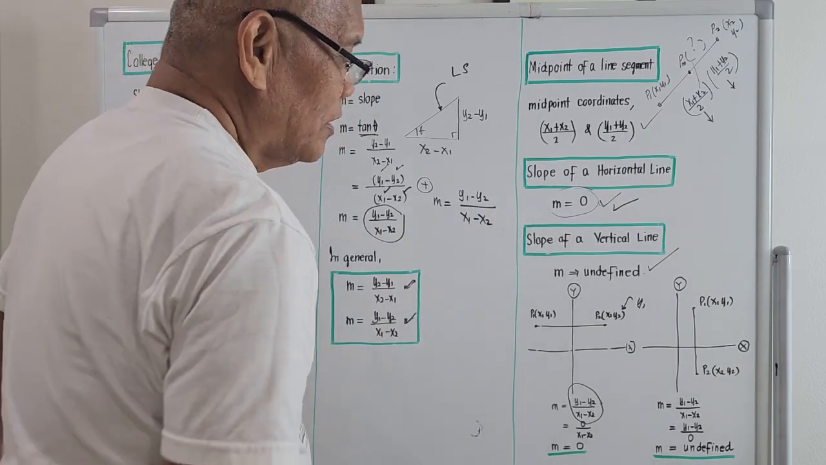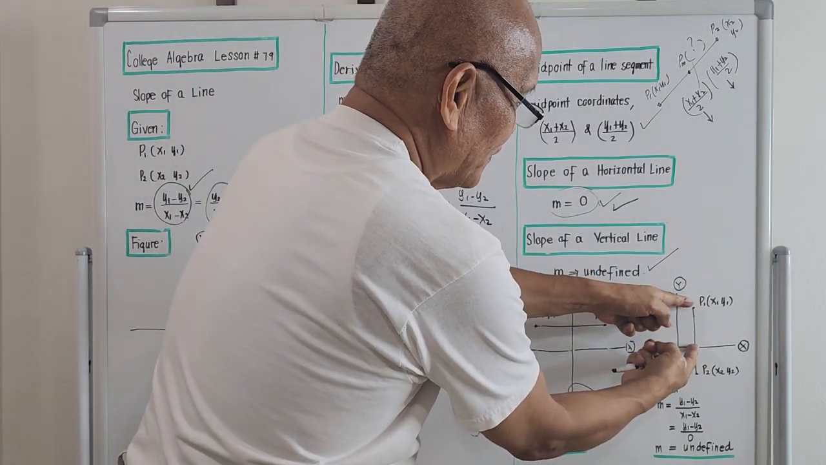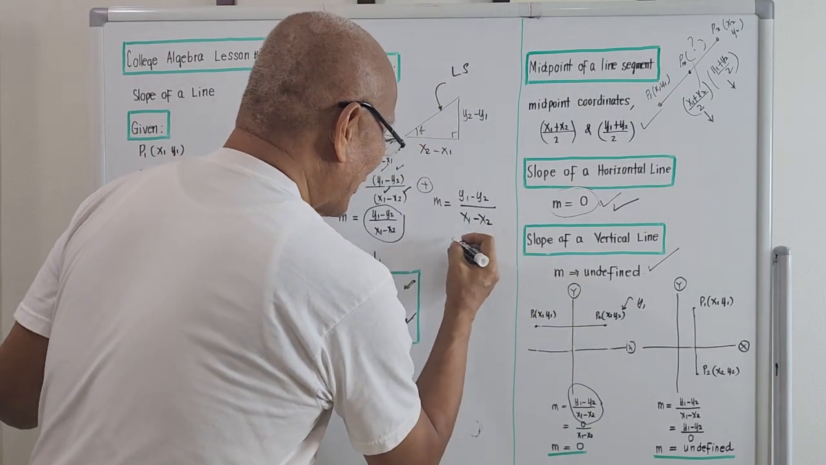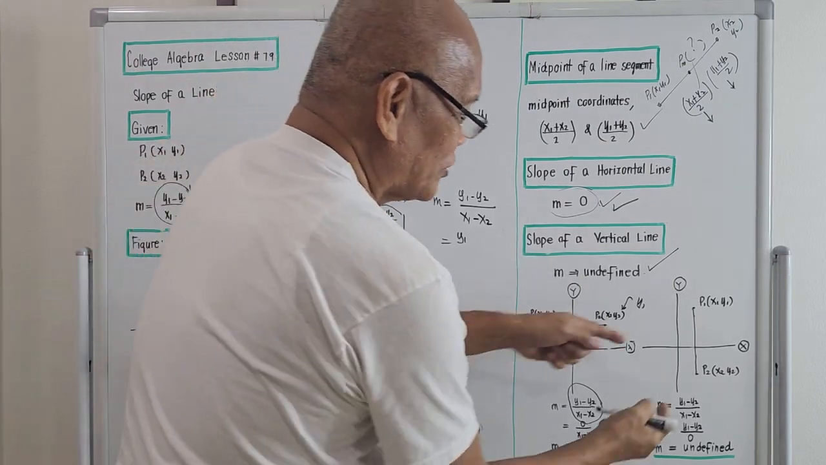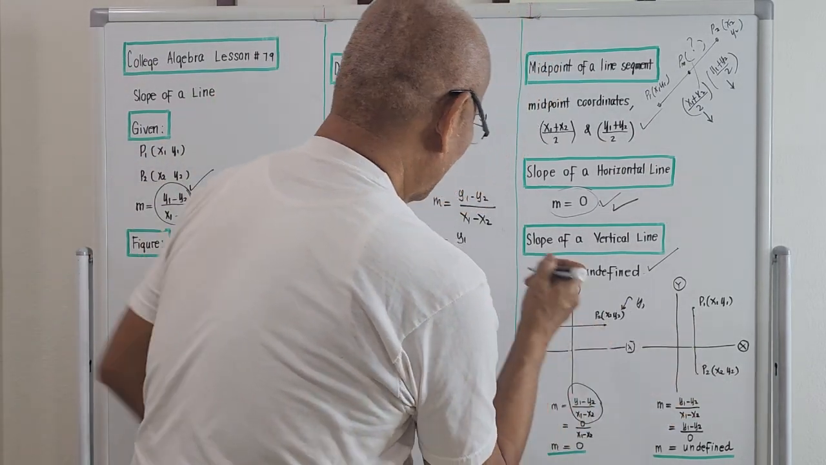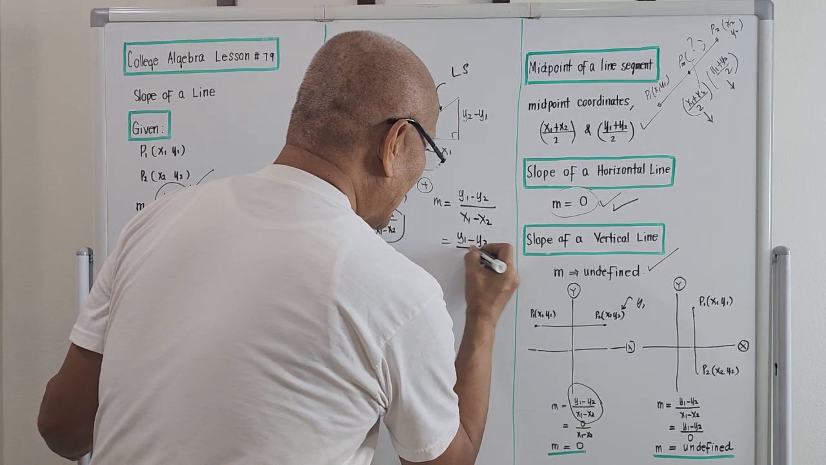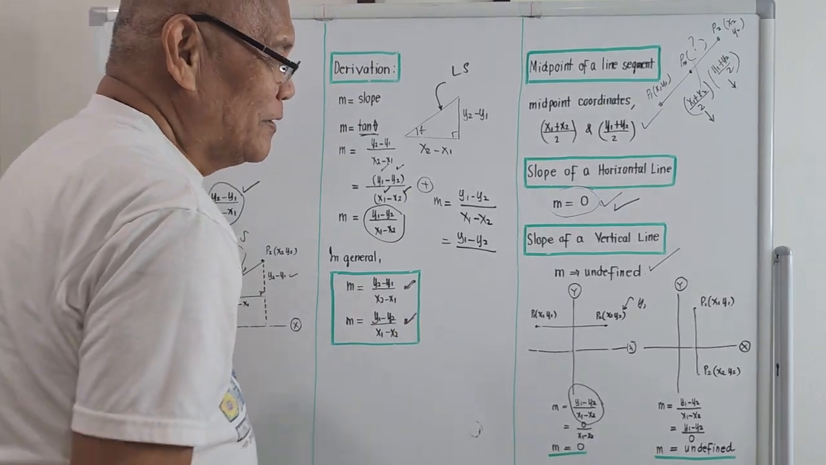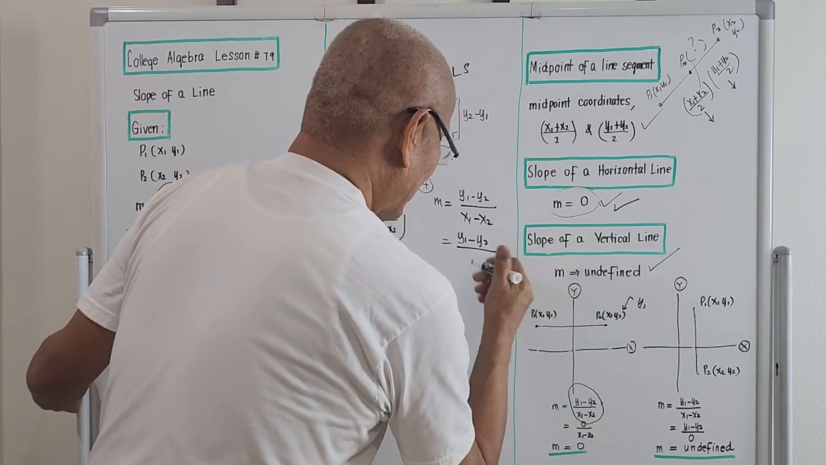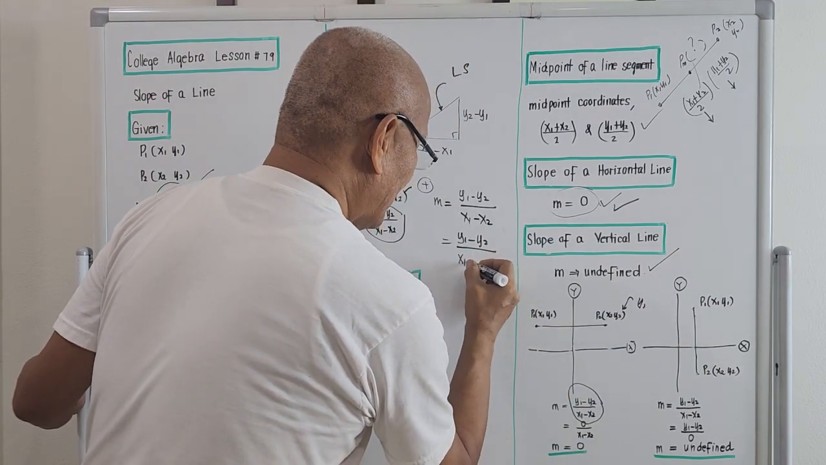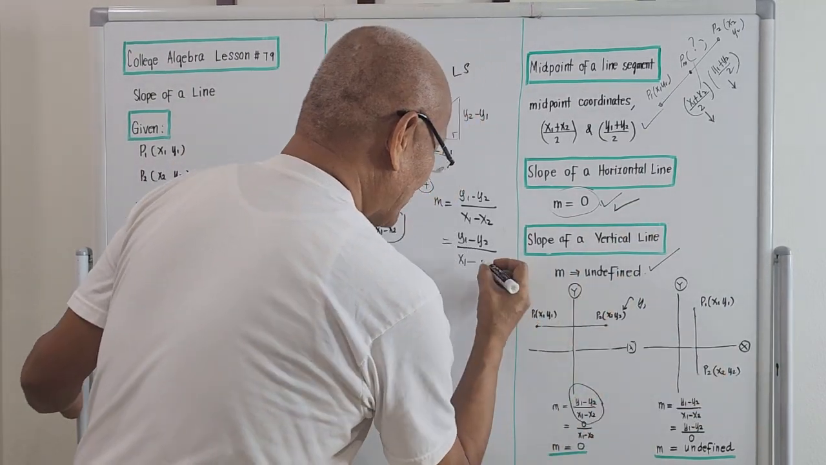Where is y1? Y1 is this height here, right? So there is a value of y1 for a vertical line. Where is y2? Y sub 2 is this one. So there is a value for y sub 2. How about the value of x? The value of x1 is this one, right? Minus x, and this is x1. Minus. What's the value of x sub 2? It is this value here. This is minus x sub 2.